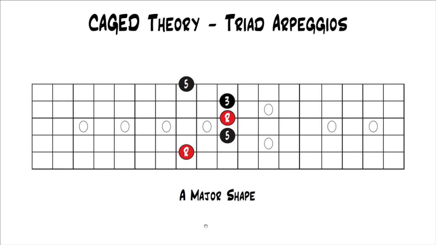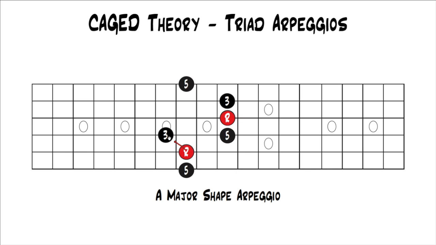So the next chord is A. Since we started on C, now we're on A. This is an A major shape. This one actually wouldn't be an arpeggio because we're going from root to 5. We need a 3 in between those. So we can do this and add the notes around it, which is just another 5 and a third.